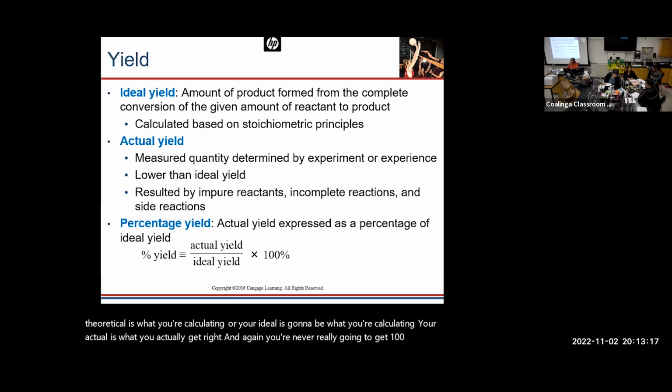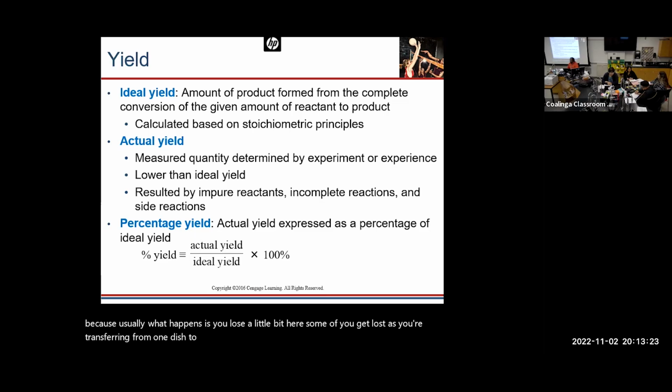Usually what happens is you lose a little bit here, some of it gets lost as you're transferring from one dish to the next dish. Somebody spits in it, an eye drop, whatever. There are so many ways of getting impurities that you will never end up with 100%. Sometimes you end up with 104, and you wonder how you got 104. It's because your hair fell into it or something. Okay, that's going to happen.